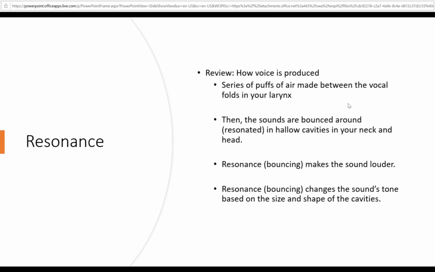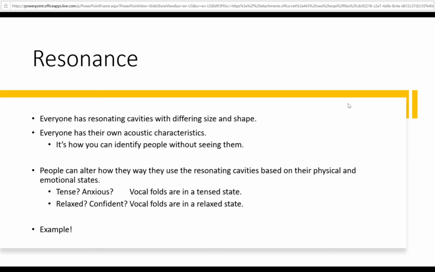Resonance, or the bouncing, makes the sound louder. It also changes the sound's tone based on the size and shape of the cavities that it's bouncing inside. So everyone has their own unique sound. So everyone has their own resonating cavities, and they have different sizes and shapes. So this means that everyone has their own acoustic characteristics.